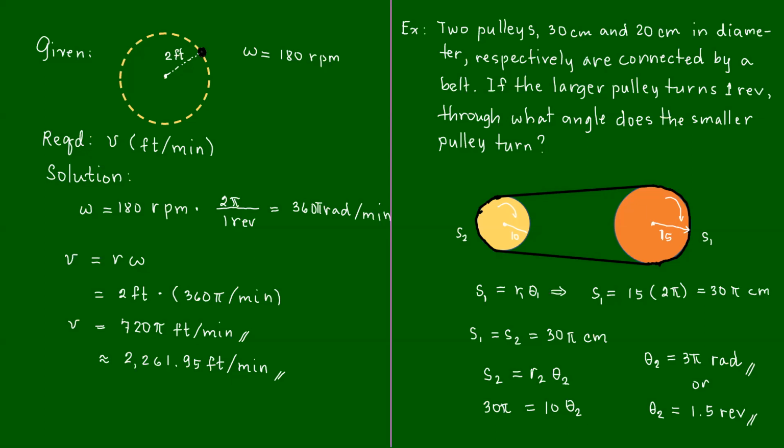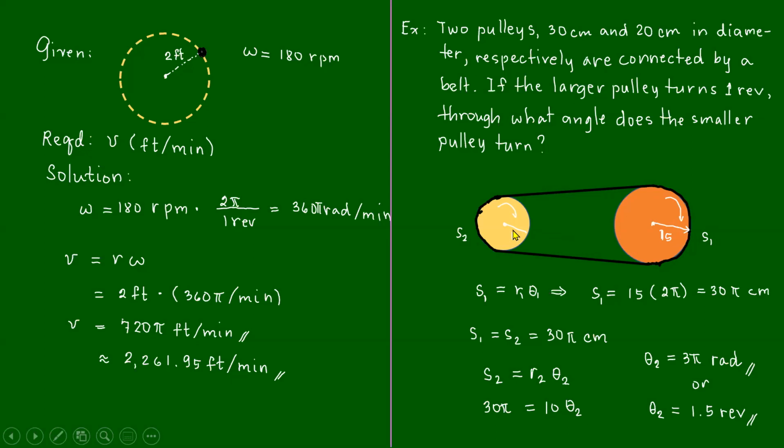So S1 is equal to S2. If S1 is for the bigger circle and S2 for the smaller circle, they are equal if they move at the same time, again with the assumption that the belt will not slip around the circle. Of course there are chances that it will slip a little, so there is a little error. But with that assumption, S1 is equal to S2.